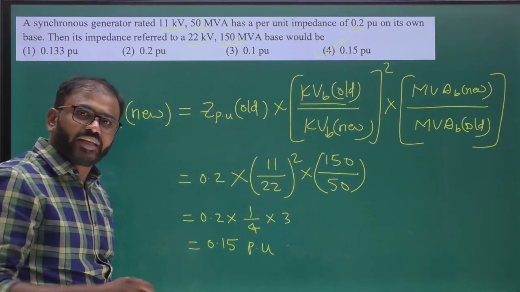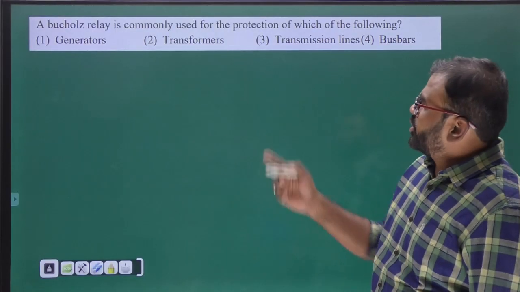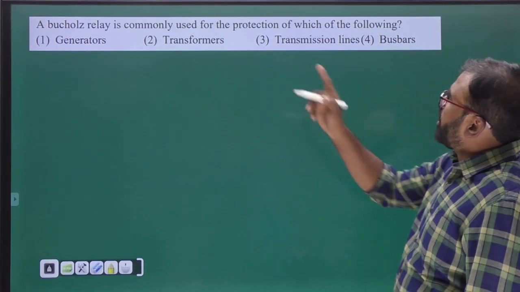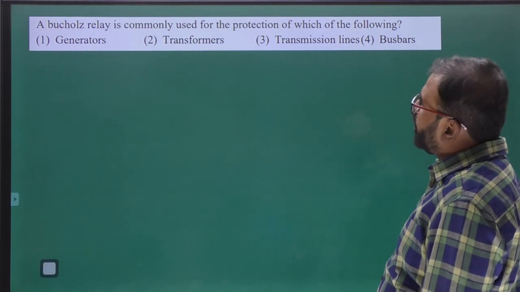So we'll move on to the next question. If you see, this question is asking about a Buchholz relay, which is commonly used for the protection of which of the following equipment.